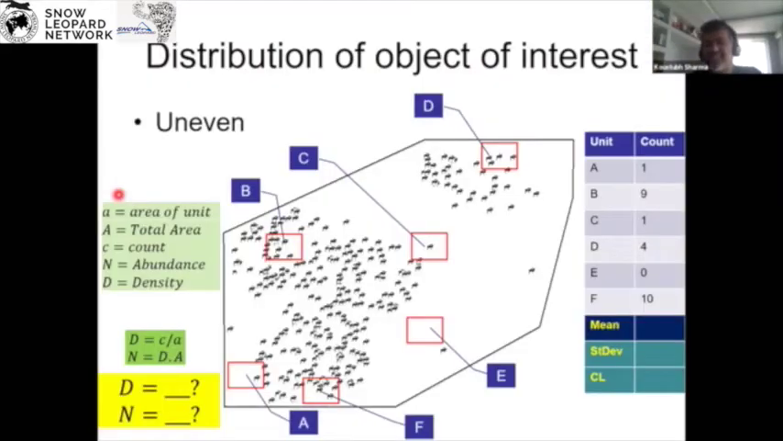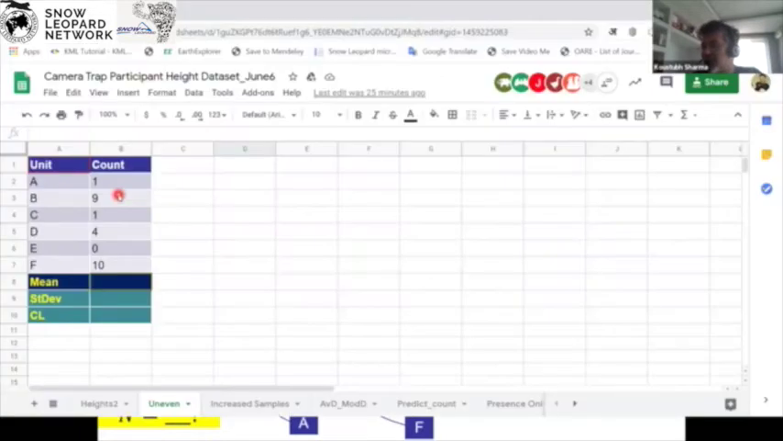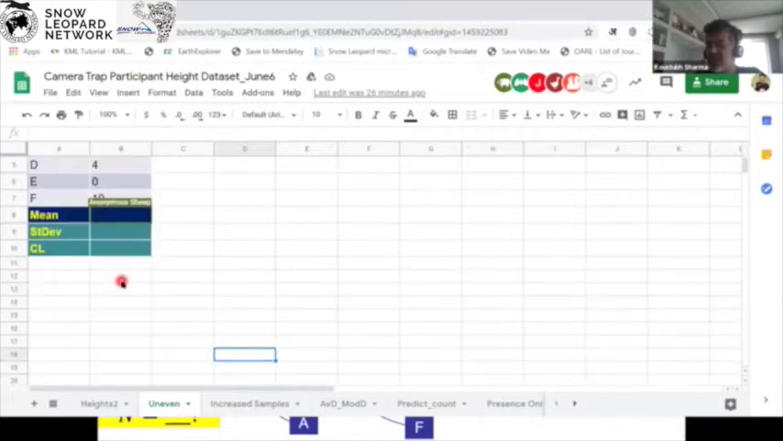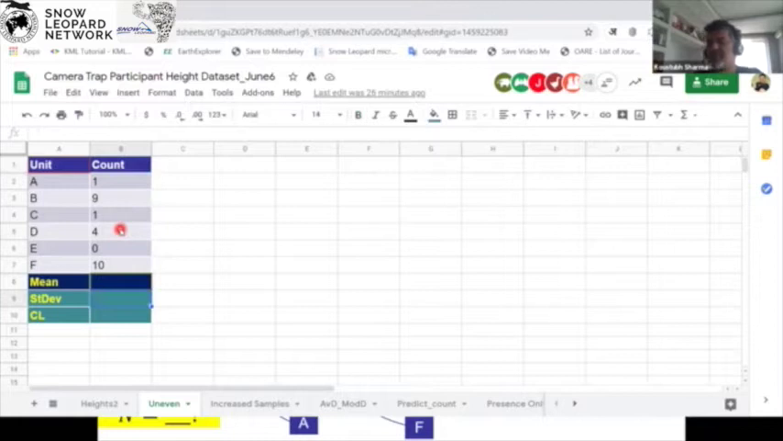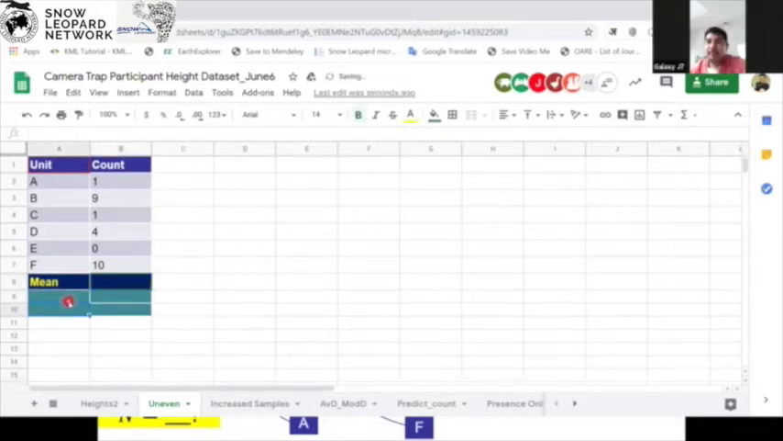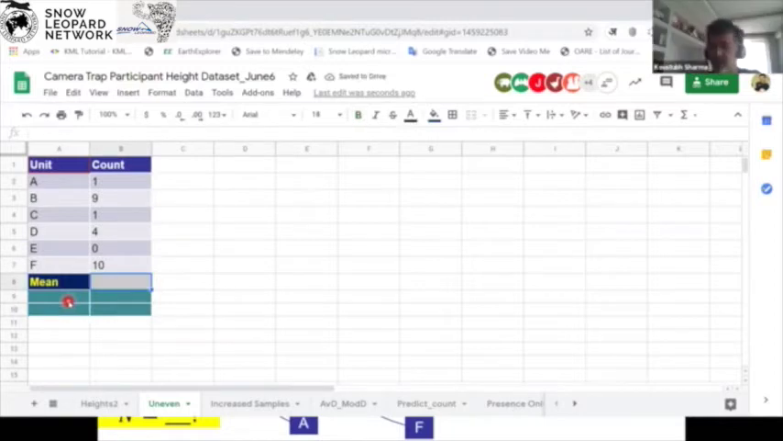Yeah, so you basically see the same data over here. Can I request you all to simply estimate the mean, standard deviation, and the confidence? Forget about the confidence limit. Just estimate the mean for me right now. We'll come to the standard deviation and confidence limit later. Don't bother about these two. Just estimate the mean for me.